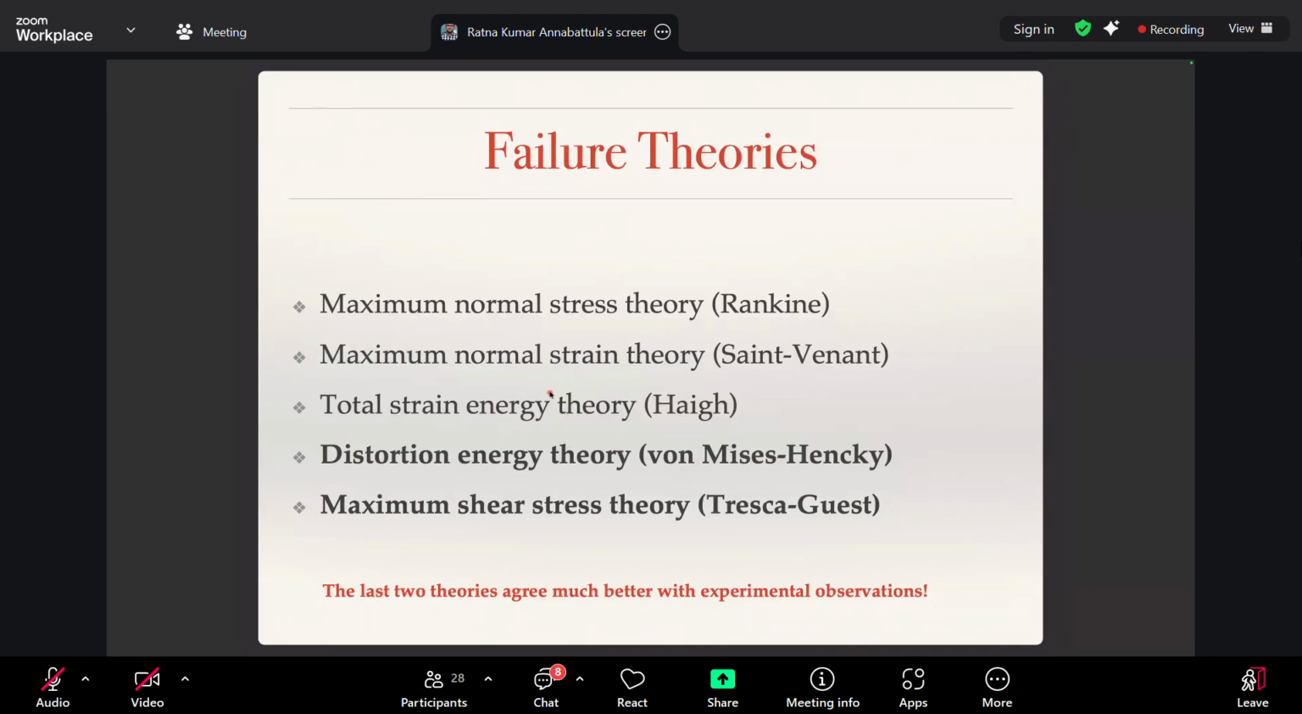So, in yesterday's class, we looked at the various failure theories, the first three being maximum normal stress theory, maximum normal strain theory, and total strain energy theory. However, we also argued that these three theories do not match the experimental data. As a result, two new theories have come in: distortion energy theory, or von Mises-Hencky theory, and maximum shear stress theory, or Tresca-Guest theory. These two theories are the most popular because they match the experimental observations very closely, and we'll see what the genesis of these theories is.